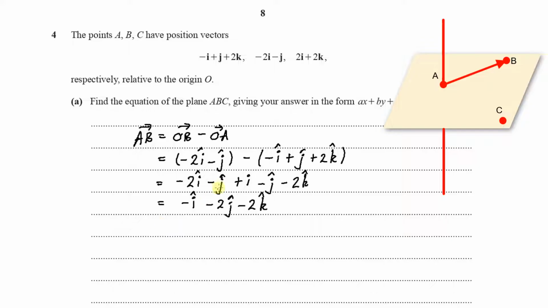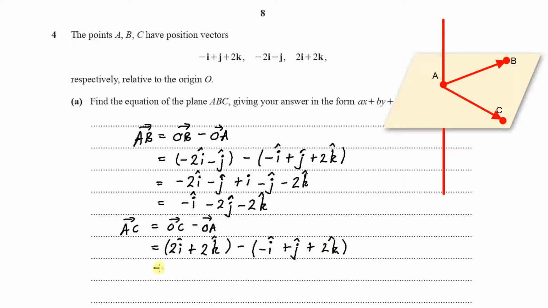We will also need to work out AC, and for AC we know that's OC minus OA. So OC is 2i plus 2k, minus OA, which is minus i plus j plus 2k. So that is going to give us 2i minus minus i, that's 3i, and we have here minus j, and 2k minus 2k, that's 0. So AC comes out as 3i minus j.